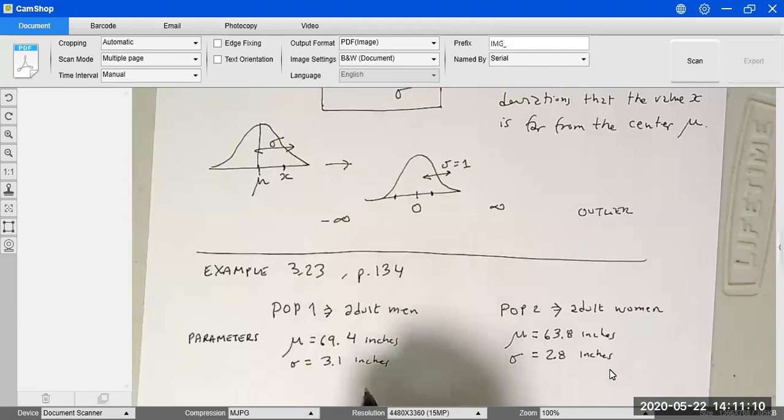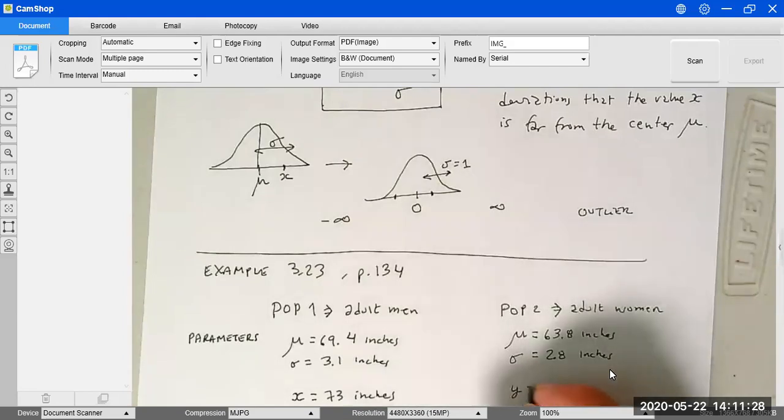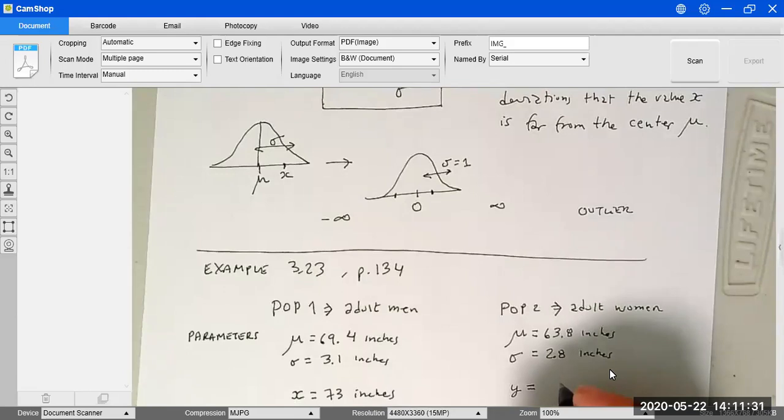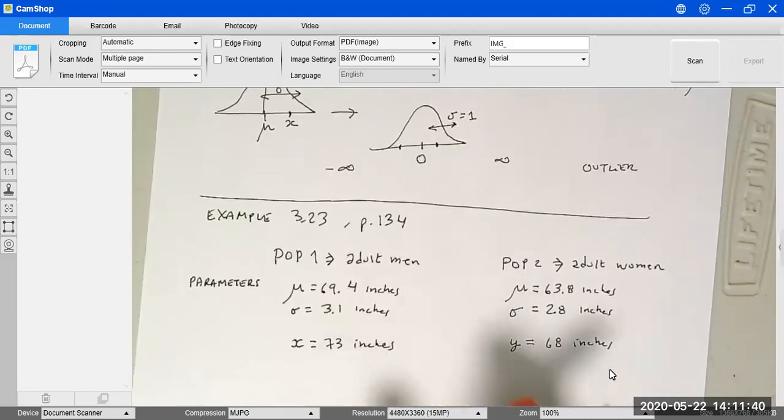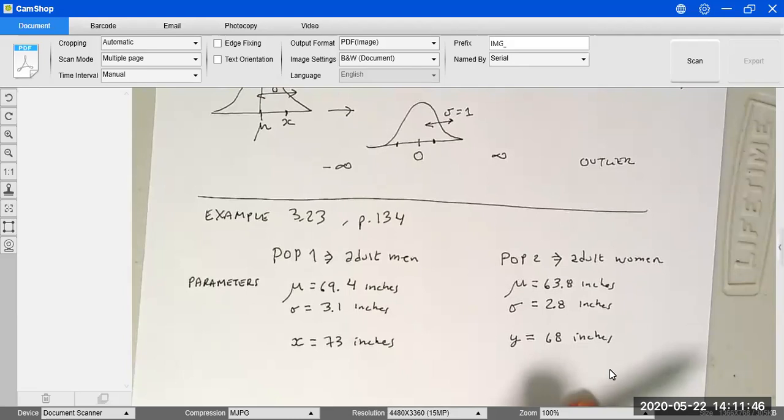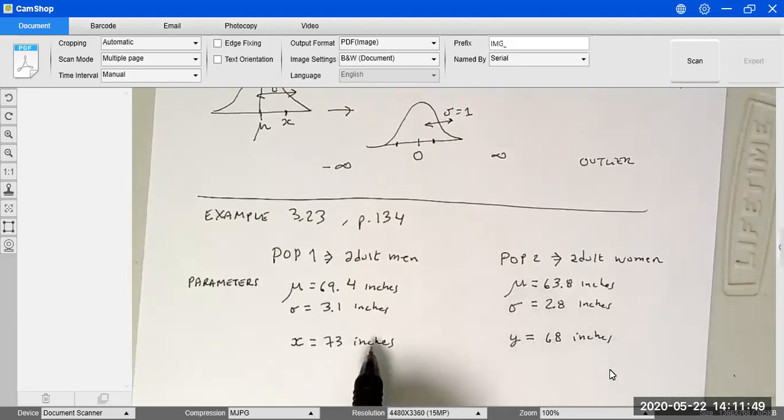So now we have two individuals. We have one man, x, with height equal to 73 inches, and a woman, let's call her y. Her height is 68 inches. So if you compare these two individuals, you're going to say, oh, the man is taller than the woman. But that's not the right way to do this comparison. You need to compare men with men and women with women.